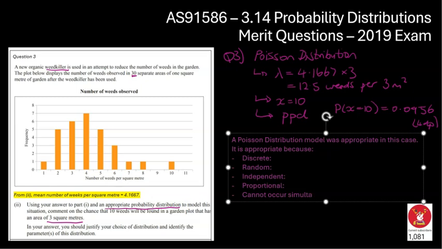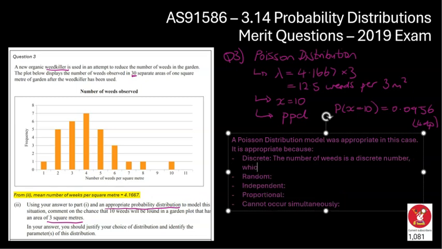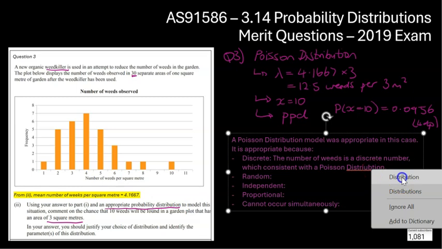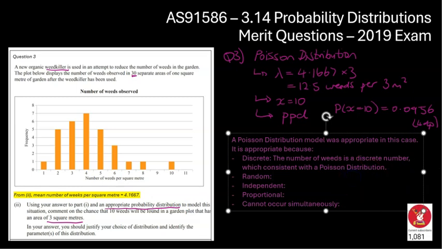So these are the five things, definitely not three there, that I'm going to want to talk about in my answer. So the number of weeds is a discrete number, which is consistent with a percent distribution. So that one's a nice easy one to figure out. You need discrete data, and we've got discrete data in the number of weeds. Perfect. So the weeds have to be random, and I think we can all agree on this.